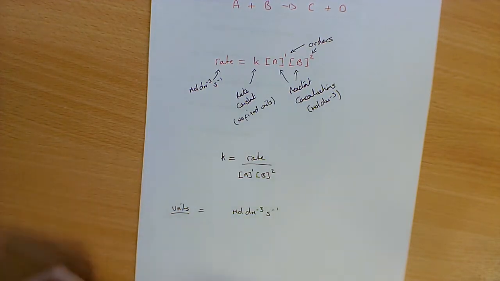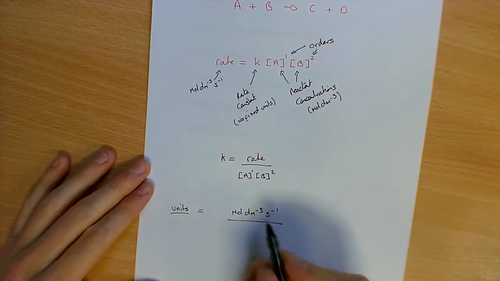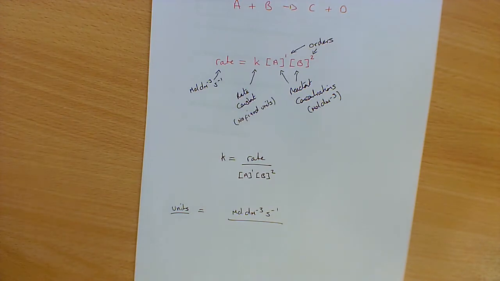So the top of the fraction is always the same. The bottom of the fraction, however, depends on the reaction. Perhaps you have two reactants in this case that are first order and second order, and you would get a certain set of units for that. But if you had two reactants that were both first order, you would get different units.